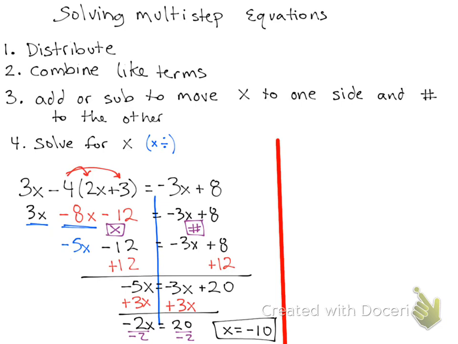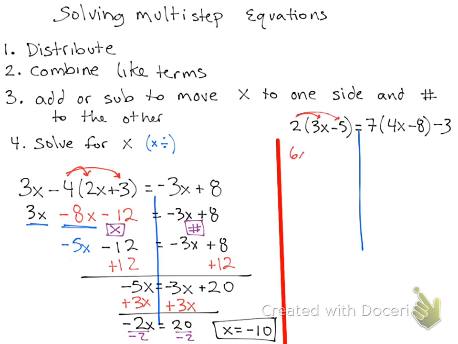Alright, so let's try this next one. 2 parentheses 3x minus 5 equals 7 parentheses 4x minus 8 minus 3. So the first step is to distribute. So on the left side of the equation, we have a 2 that needs to be multiplied inside with the 3x as well as the negative 5.